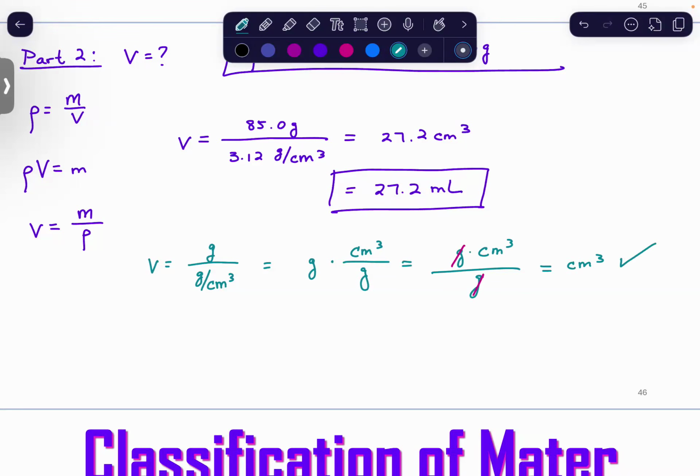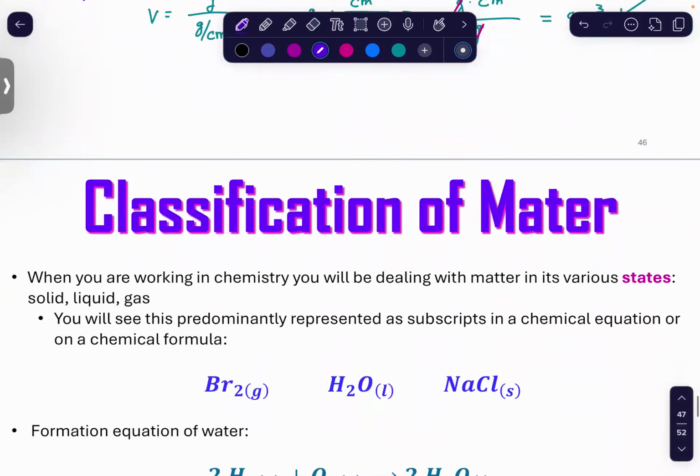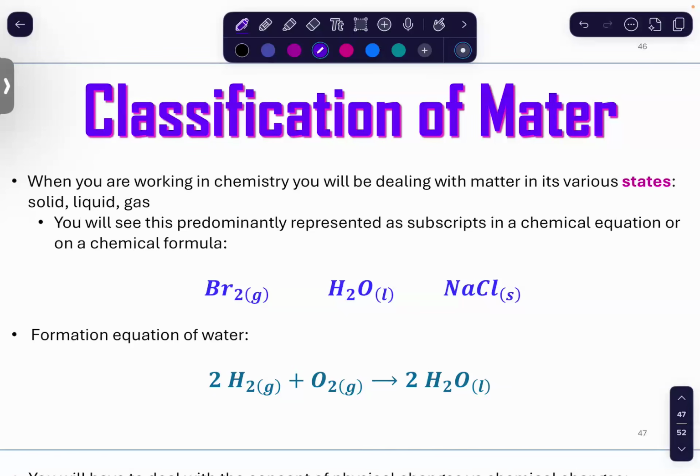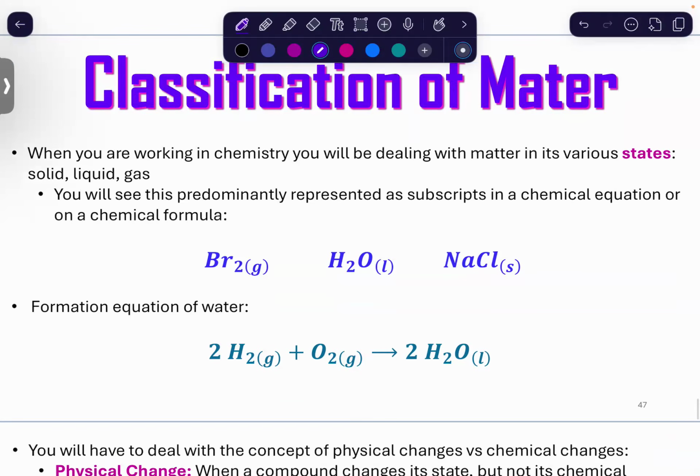Okay, so these are just some examples on how to use density. You'll see some more on your assignment. Okay, to finish off chapter 1, classifications of matter. So one thing you'll be working with is states or phases, and that's going to be your solid, liquid, gas.